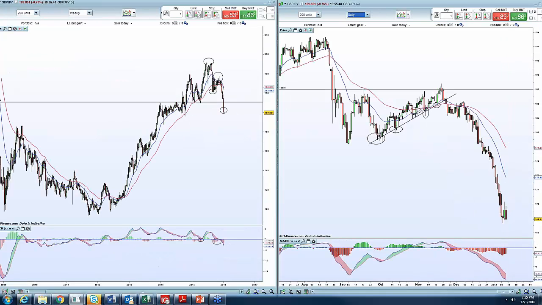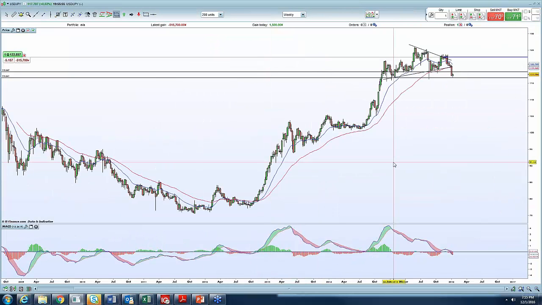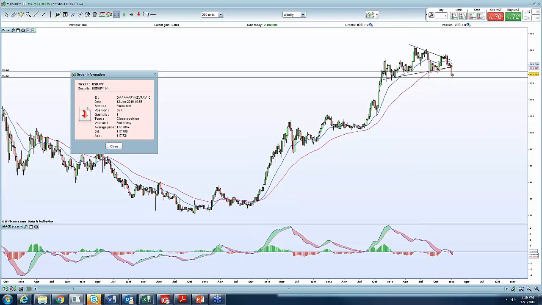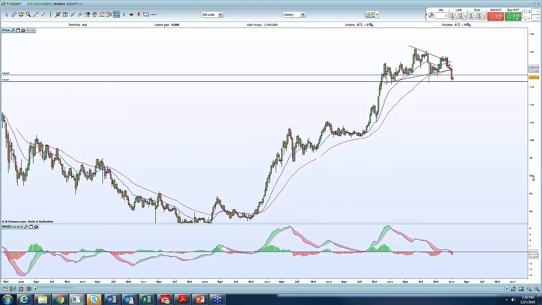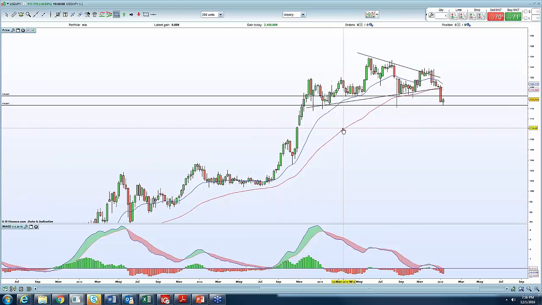Let's go to dollar yen. Okay, dollar yen is not as weak as pound yen simply because, let's see, it's a demo account. Just take this away. Okay, so dollar yen, if you look at price action, is clearly not as weak as pound yen. In fact, it's still just consolidating, isn't it?